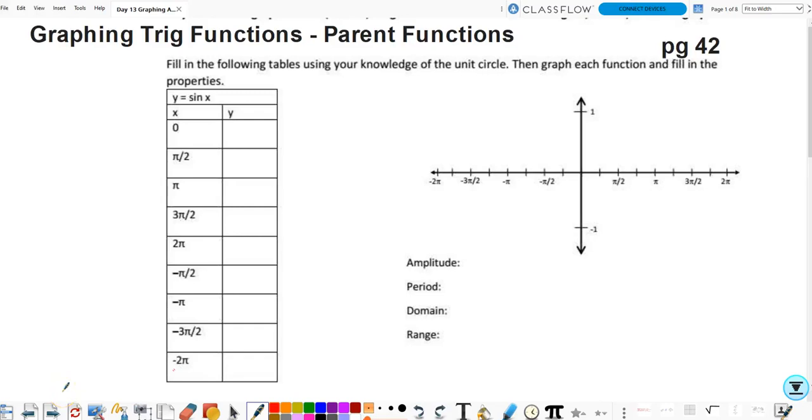Okay, so this half of the unit, or this half of the packet, excuse me, we're going to focus on graphing all of the trigonometric functions. Sine and cosine, you're going to graph extensively. The other four functions, we're going to develop the graphs today, but then you will have to recognize them and be able to either match their names with the graphs or the graphs with their names, back and forth. So let's start on page 42.